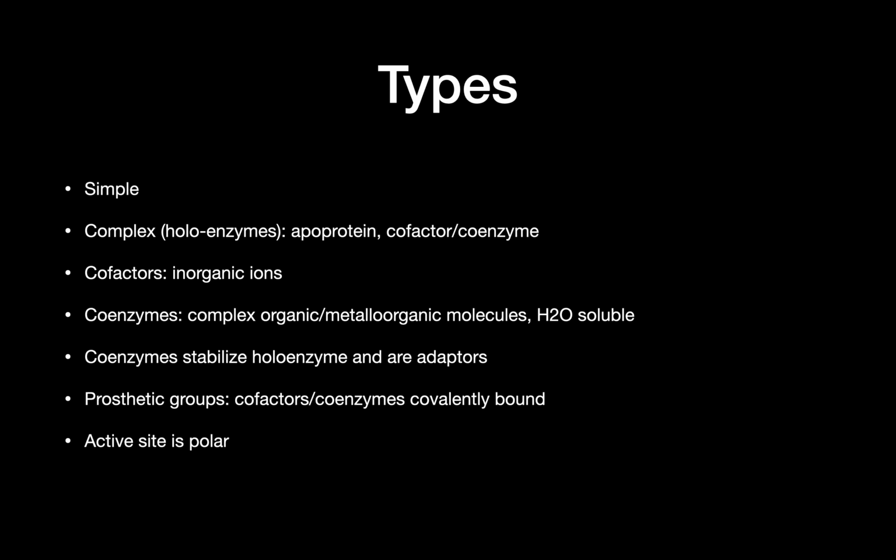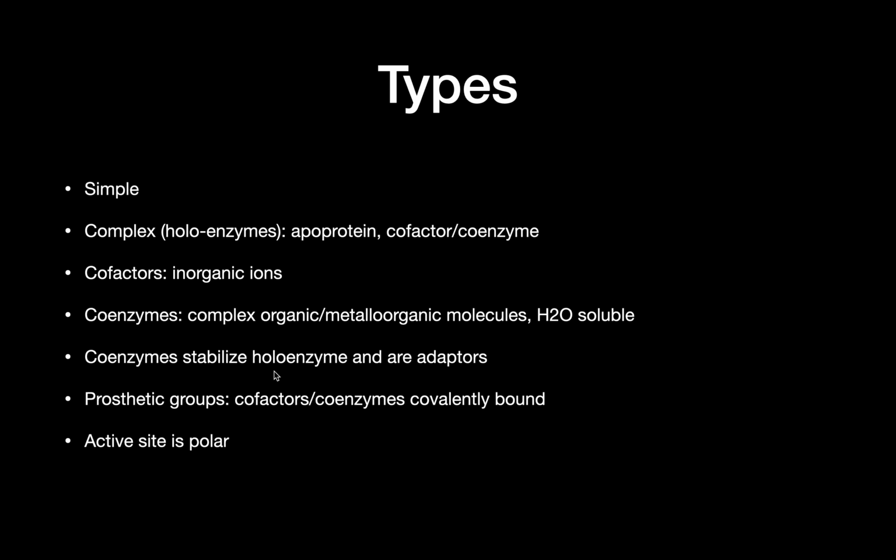So these are the different types of enzyme. It can be simple, which involves only the protein, or complex, also known as a holoenzyme. Those are apoproteins, which is a lipid attached to a protein, and a cofactor or coenzyme attached to the entire molecule. So cofactors are inorganic ions, and coenzymes are complex organic or metalloorganic molecules, and those are water soluble. Vitamin K is actually a coenzyme.